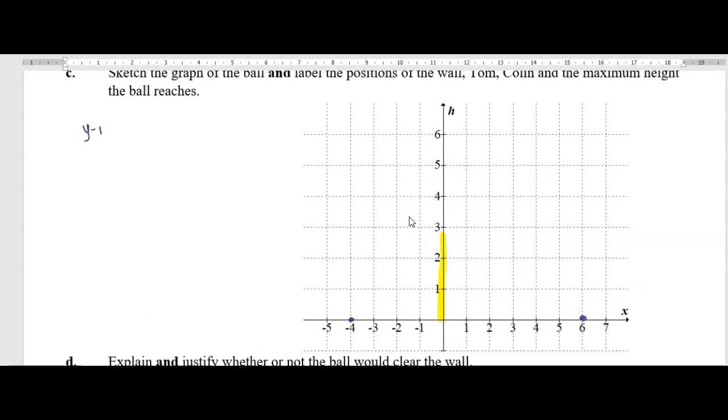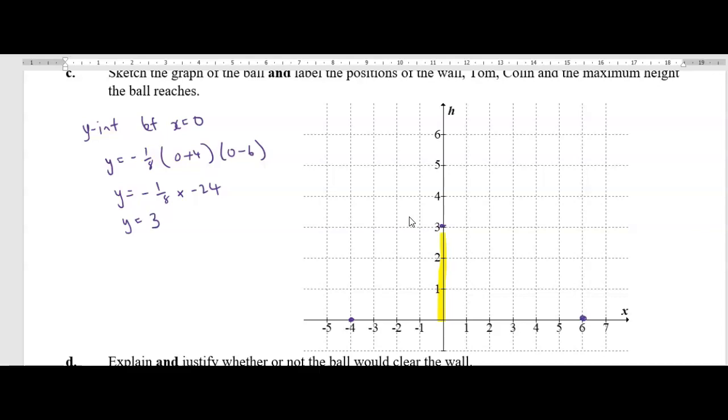So the y-intercept, you let x equal 0. So we're going to have y equals -1/8 (0 plus 4)(0 minus 6). So y equals -1/8 times 4 times -6 is -24. So negative times a negative gives you a positive, which we want. We want it to go over the wall. And then 24 divided by 8 is 3. So your y-intercept is there at 3.